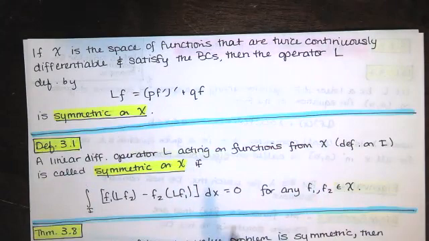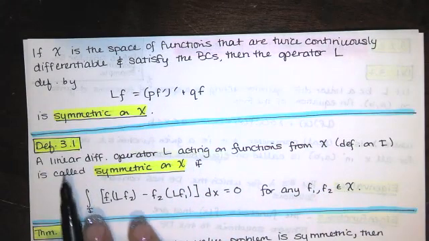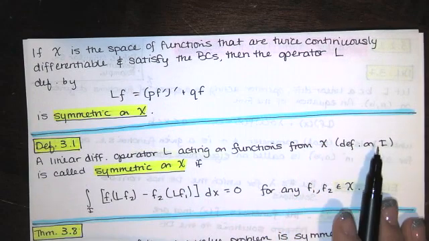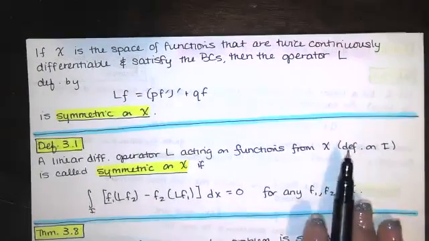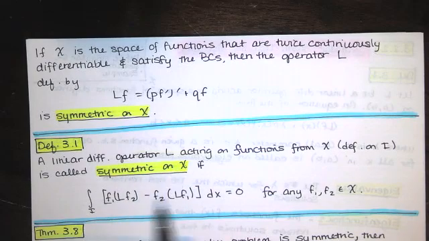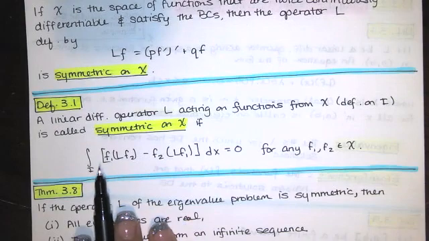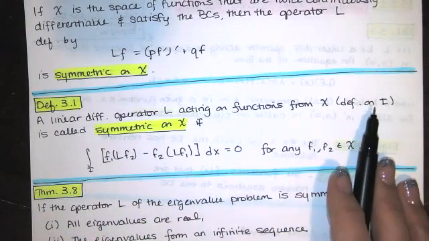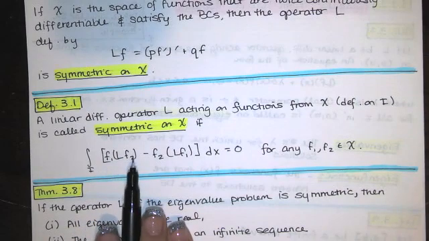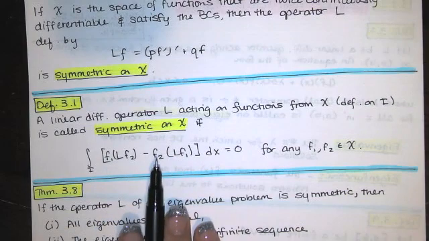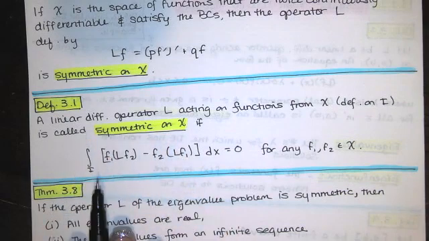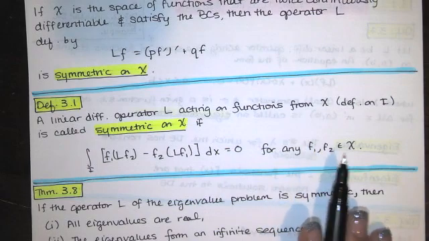But before we do that, let's just remind ourselves what it means for an operator to be symmetric. If a linear differential operator L acting on the space of functions chi, where those functions are all defined on some interval I, we call that differential operator symmetric on chi if the following is true. We're integrating over the interval of interest. Take one of the functions and multiply by the linear operator applied to the other function. Then do it the other way around: take the second function and multiply by the linear operator applied to the first function. If you subtract those and you integrate, you're going to get 0 for any f1 and f2 in that space of functions chi.